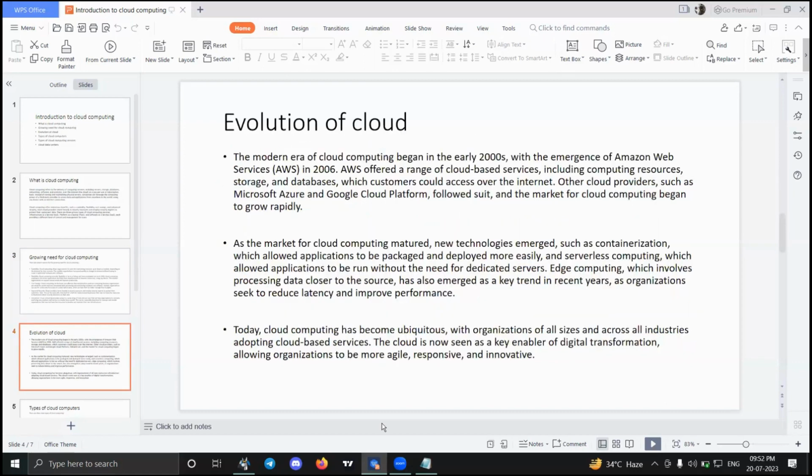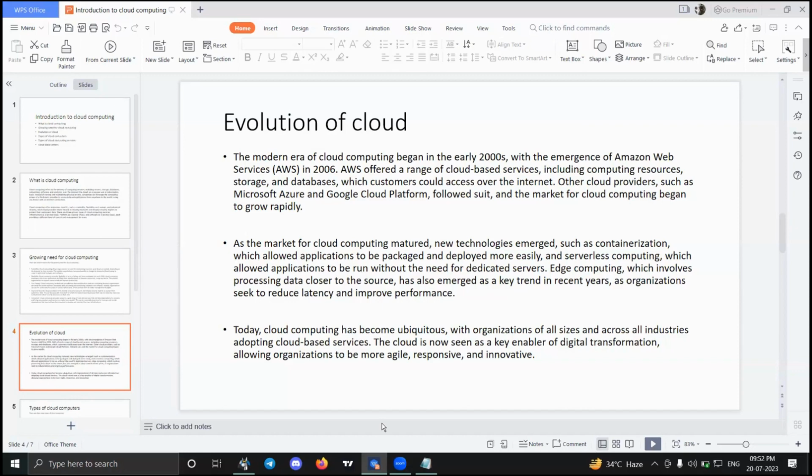Next we have the evolution of cloud. When did cloud exactly arrive in the game? Basically, cloud computing began in the early 2000s. First of all, I think AWS was very popular. Then Azure also came. They started with storage, I think, and after that they grew a lot of the services they're offering.